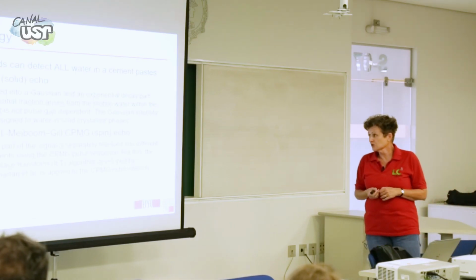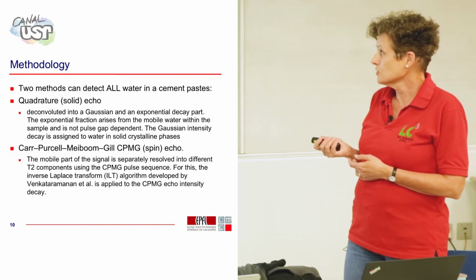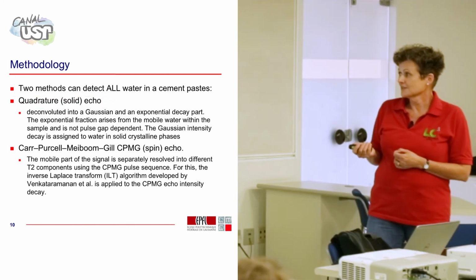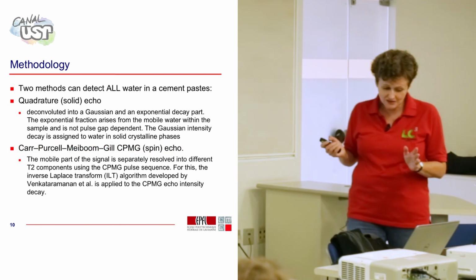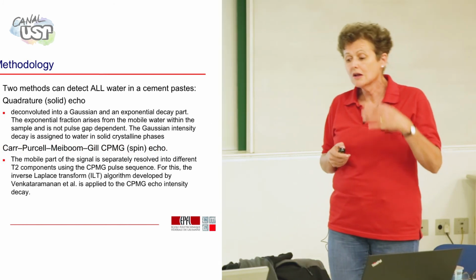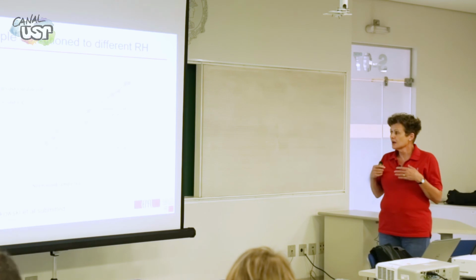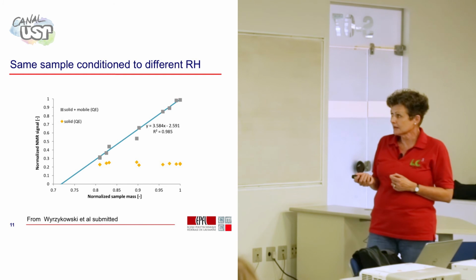So the two methods, for those of you who want to know the technical terms, are what's called the quadrature solid echo and the so-called CPMG spin echo sequence. These are described in the book, but as I said, we don't need to worry. There are two sequences of applying magnetic fields and removing them that you get the signal. And the first thing, as I said, which is very important, is we now know that we can measure all the water. And we can do that by an experiment like this.